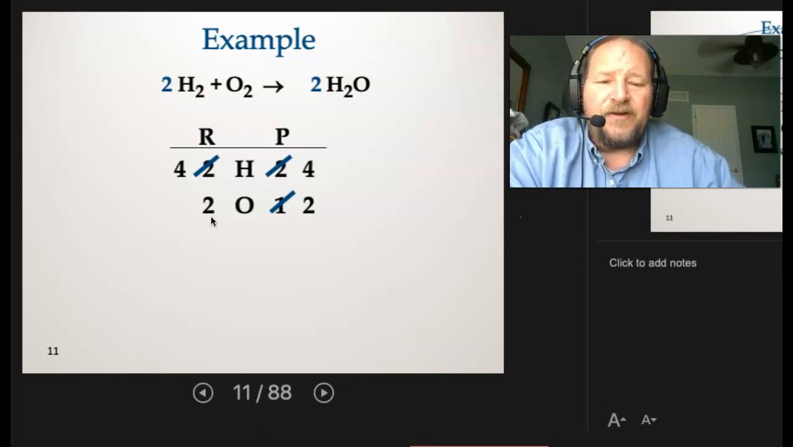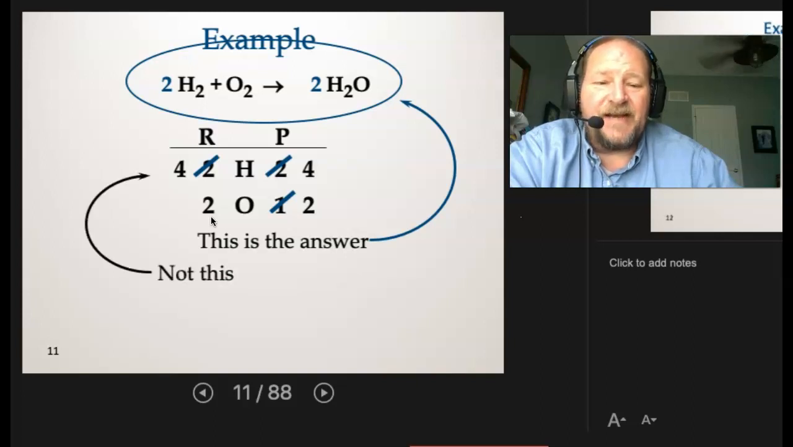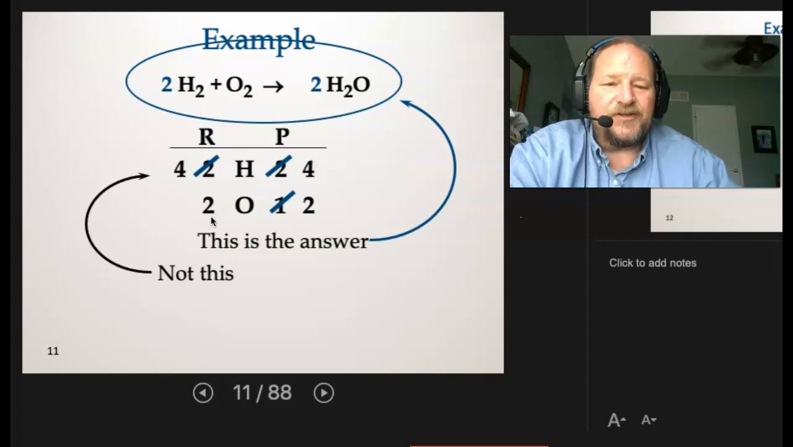Now, as you're working on these and you're submitting work, make sure you realize that's the answer we're looking for. So if you're told to complete and balance the following reactions, or you're told to balance the following reactions, what we're looking for is the balanced equation, not the table. Just having a good looking table is not going to get you points. You have to have a balanced chemical equation.